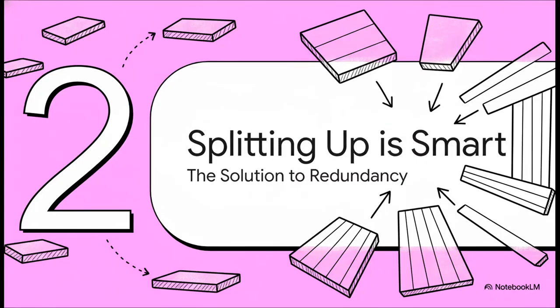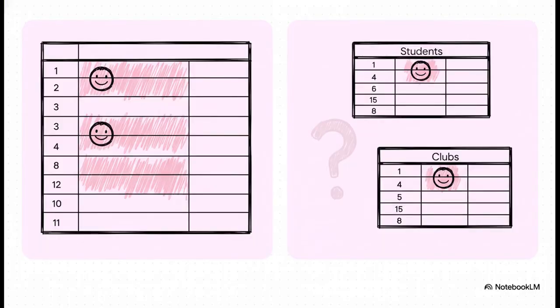And that better way starts with doing the one thing that seems so crazy at the beginning, splitting up the data. By breaking our information into logical, self-contained little tables, we can get rid of all that repetition and build a system that's way more reliable. And here is that solution in action.